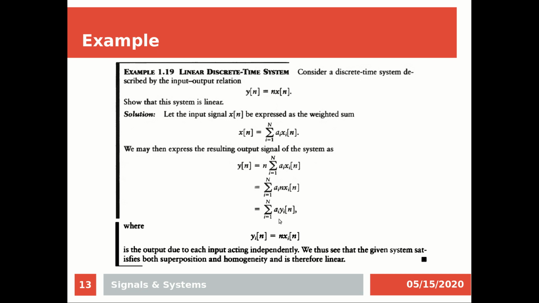So let's see here: y_i of n equals n multiplied by x_i of n. This system is a very simple system, and it is linear. I checked both of the conditions and it is okay.